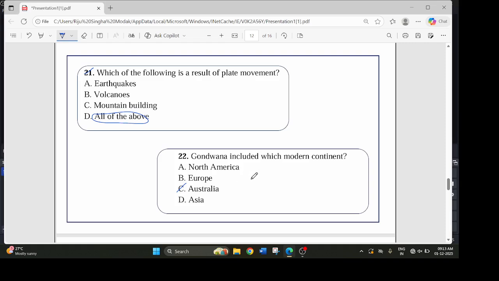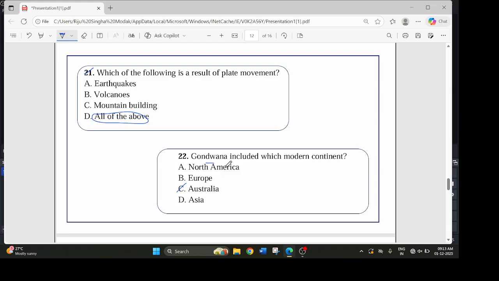So Gondwana was the southern supercontinent that includes South America, Africa, Antarctica, Australia, and the Indian subcontinent. Okay, and North America, Europe, and Asia are part of Laurasia.